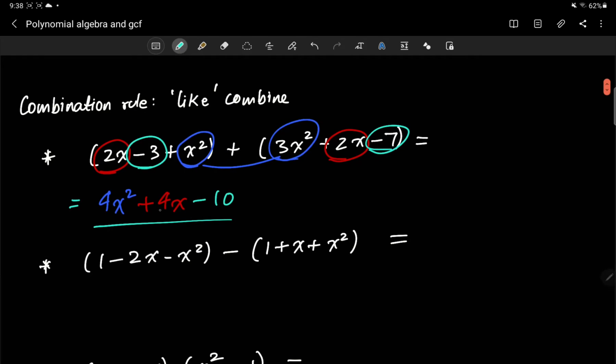Now at the end we have three terms, 4x squared, a 4x, and negative 10, and these cannot be simplified further. So there is no further simplification, and that is because these are not like terms. Yeah, they are all unlike terms, so they cannot be combined.